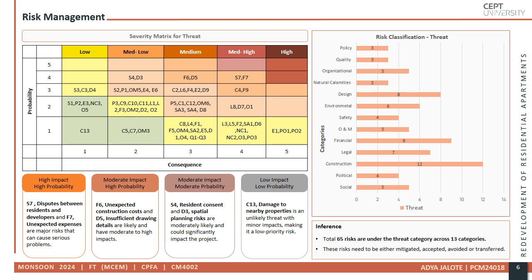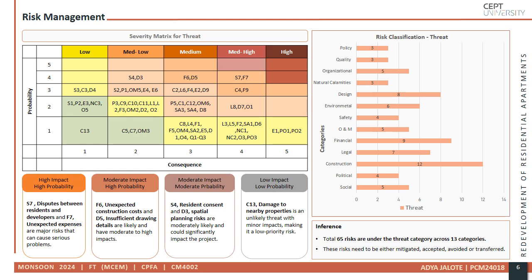Risk severity matrix for threats. The severity matrix helps visualize and prioritize threats. For instance, high impact, high probability risks such as resident developer disputes or unforeseen project costs demand immediate attention. Moderate risks such as spatial planning challenges or construction delays also require proactive management to prevent escalation. On the other hand, low impact risks like minor changes in technology are monitored but not prioritized. This matrix ensures that resources and strategies are allocated efficiently to address the most pressing issues.